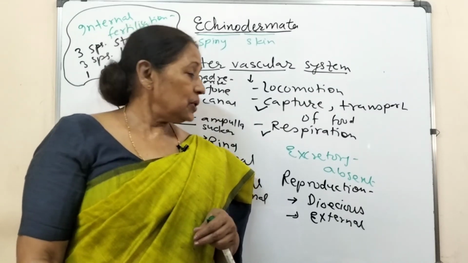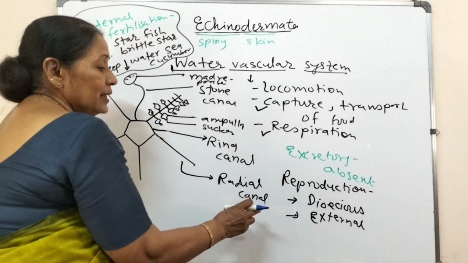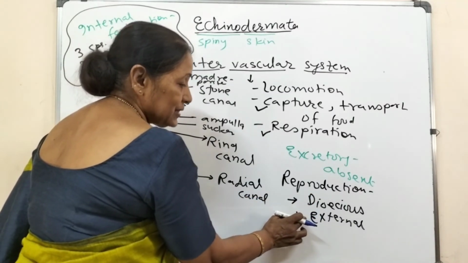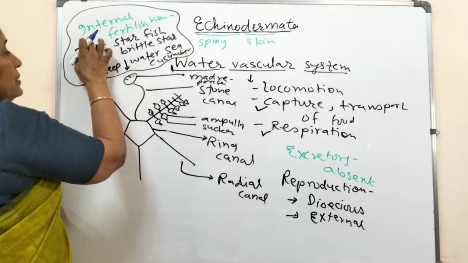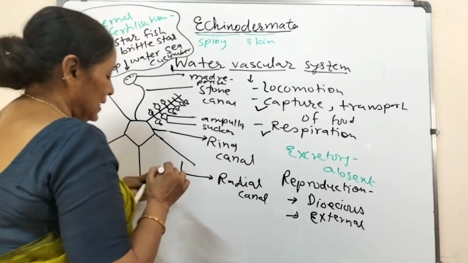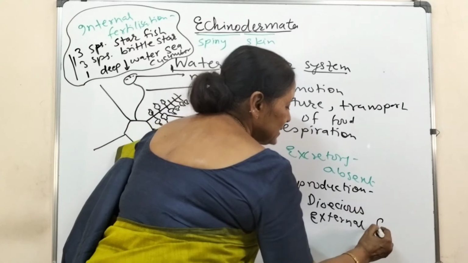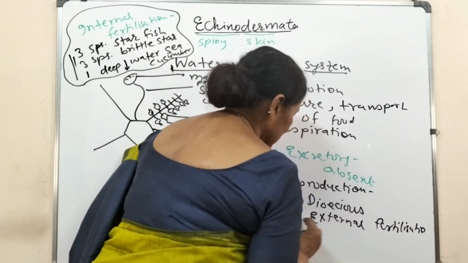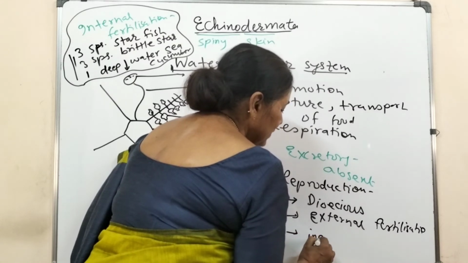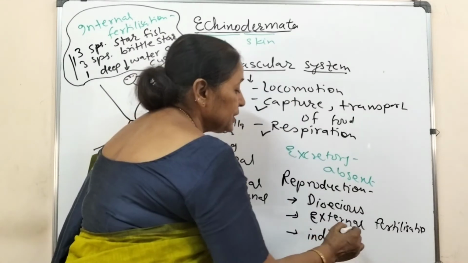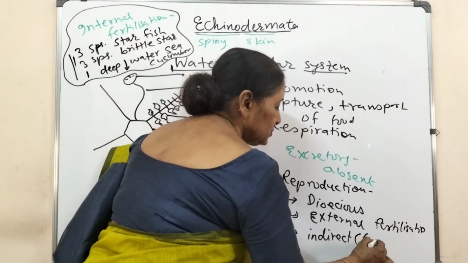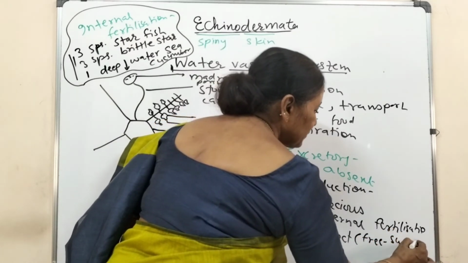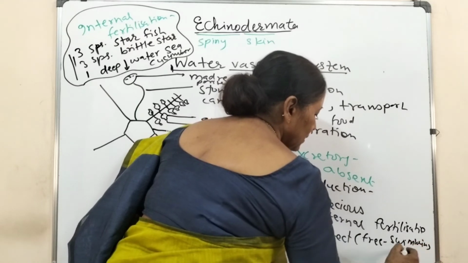So for reproduction, they are dioecious. They usually show external fertilization. In these species it is internal fertilization, but mostly it is external. And then the development is indirect. Development is indirect with free swimming larva. This also you have to remember.